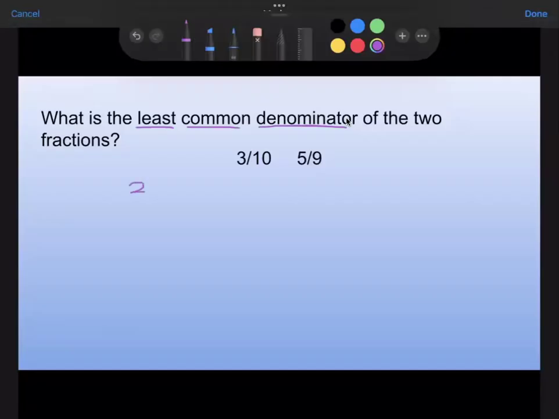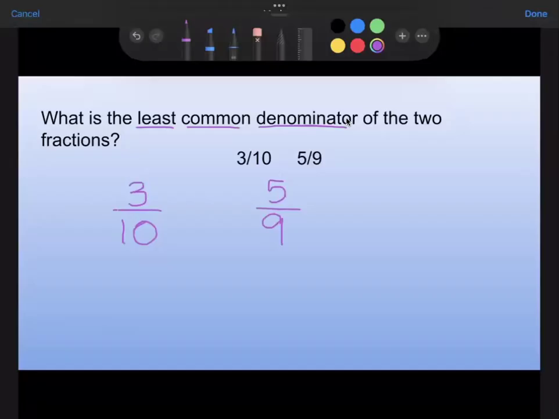So let's try this. Let's do 3 over 10 and 5 over 9. So they want us to rewrite this so that both the bottom numbers are the same, but the smallest possible number they could be and still be the same. A lot of times the easiest thing to do is to multiply them together. That won't always work if you're looking for the least common denominator, but most of the time it will.